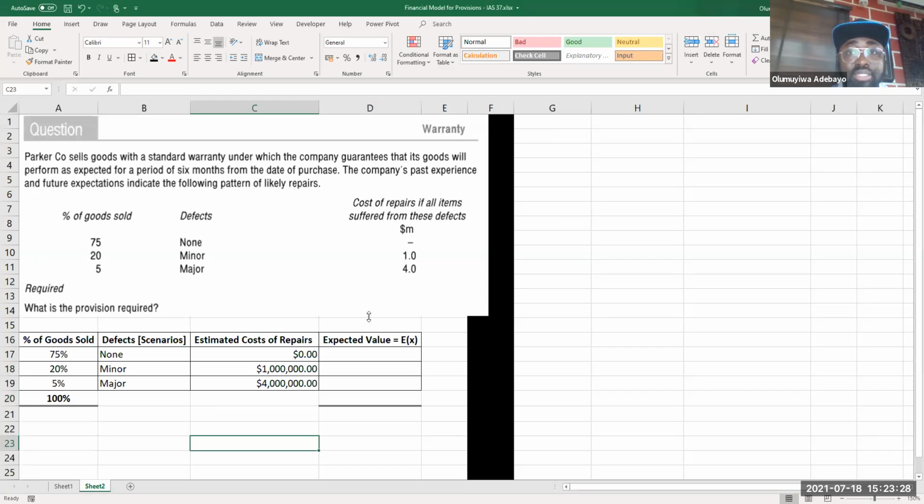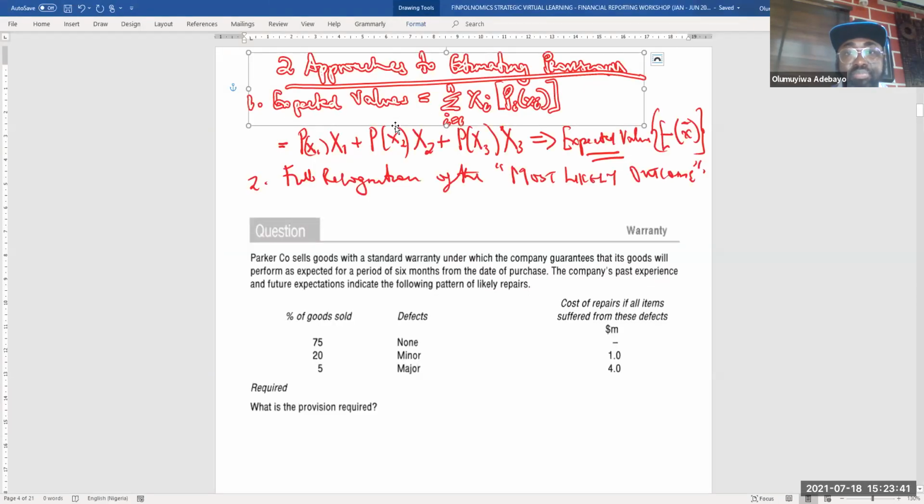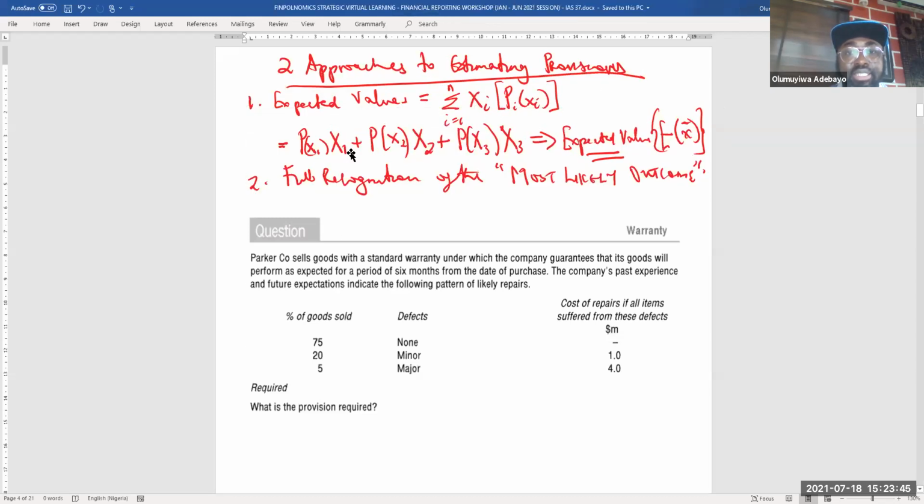If we go back to our formula, what's our expected value? Can you remember? This is our formula. Our expected value is, at each state of nature, you multiply the probability with the estimation for each state, and you sum up to obtain your expected value, which is a weighted average.